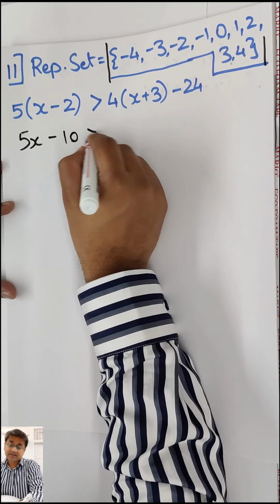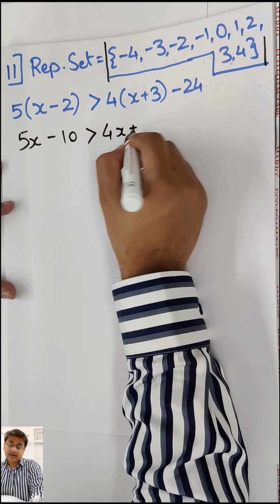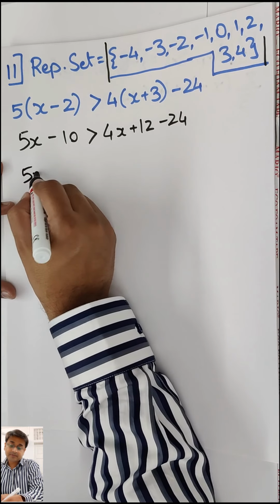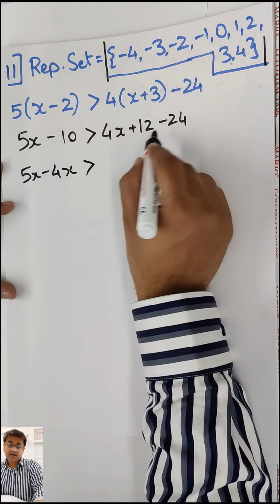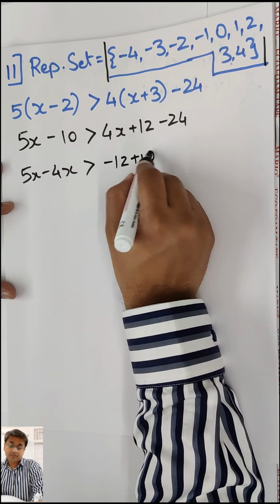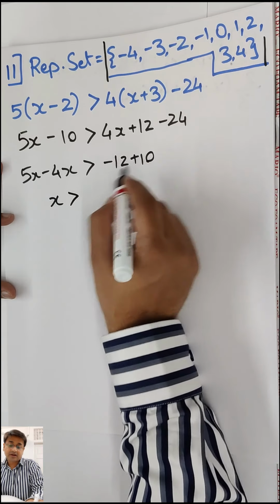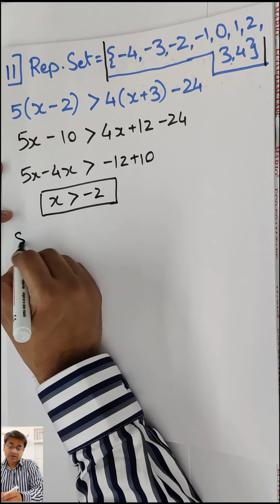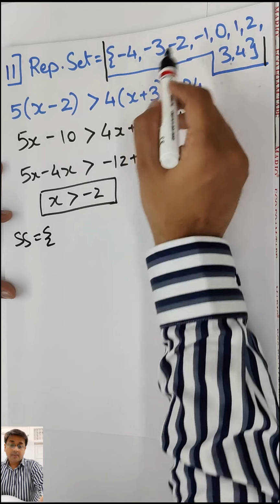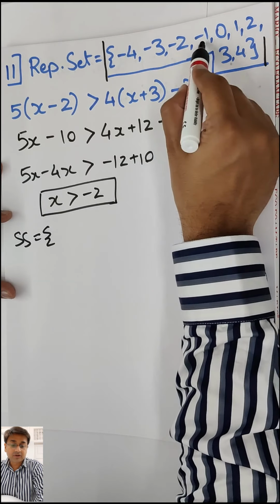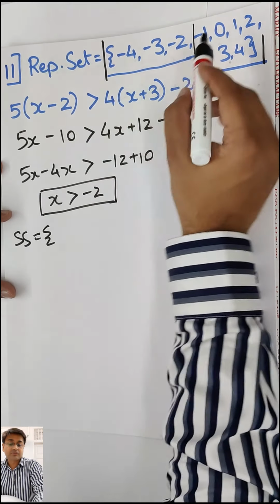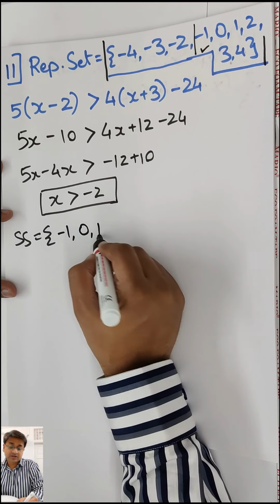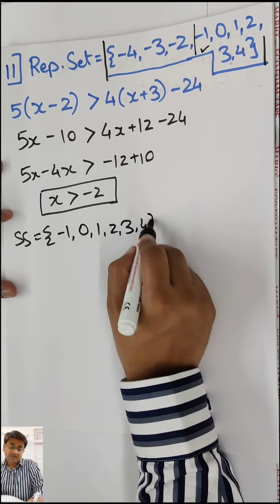5x minus 10 greater than 4x plus 12 minus 24. So 5x minus 4x greater than minus 12 plus 10. So I will get x greater than minus 2. Now x is bigger than minus 2, so my solution set should be bigger than minus 2. So all these numbers from here on will not be taken, this will be taken because it's bigger than. So minus 1, 0, 1, 2, 3 and 4.